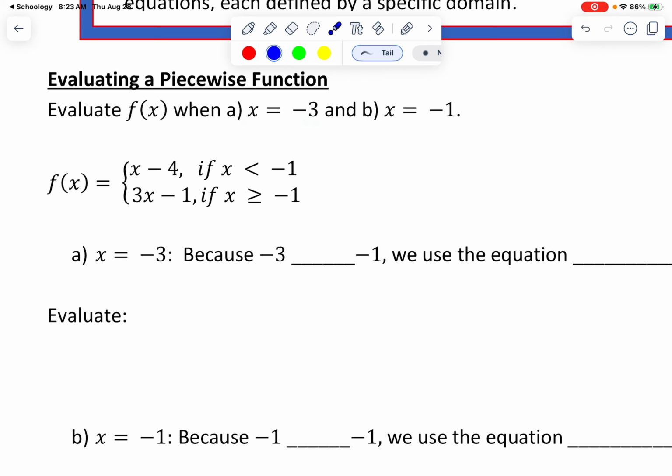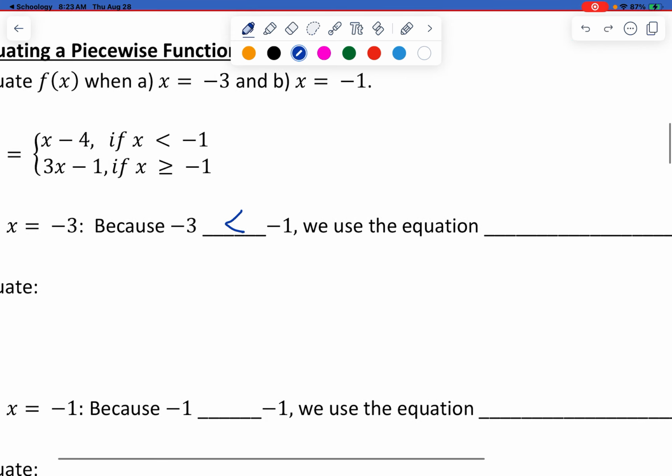Now remember, because this is a function, when we plug in -3, we only get one output. So we have to decide, are we plugging into this equation or are we plugging into this equation? Which one are we plugging it into? So what we're gonna do is look at the domain restriction. So we're gonna ask ourselves, is -3 less than -1, or is -3 greater than or equal to -1? Well, -3 is less than -1. And because -3 is less than -1, we are going to plug it into this equation here. So we're going to plug it into f of x equals x minus 4.